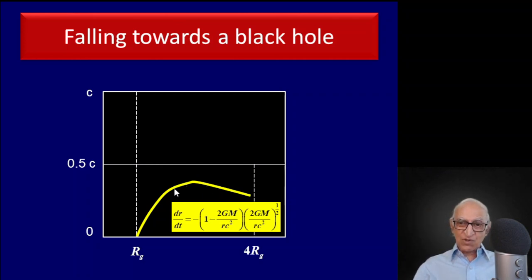But if you come closer and closer to the gravitational radius, or the Schwarzschild radius, you notice that the velocity decreases. Till finally, when the stone reaches the Schwarzschild radius, its velocity goes to zero. This is what Hartland Snyder said: as the star approaches the critical radius, Rg, it will freeze. It will no longer contract. In other words, the velocity with which it's contracting goes to zero.